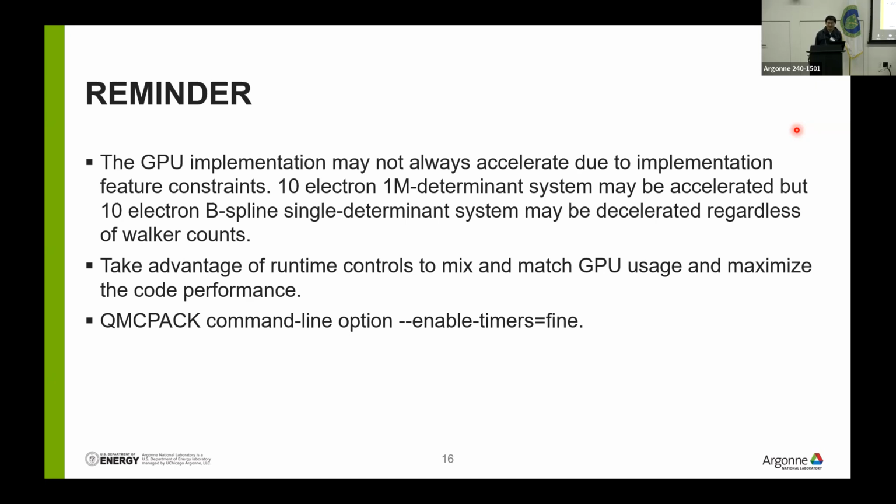So I frequently get people asking, oh, QMC is very expensive, but for a lot of problems, you don't need a beefy machine. Okay, so for 10 electrons, if you have a 1 million determinant, you can gain, because your major cost is doing the 1 million determinant, not related to the 10 electrons, so you can still get accelerated. But if you're doing a 10 electron single determinant B-spline calculation, you won't gain. Even if you throw 1,000 or 10,000 workers into it, we can't make it efficient.